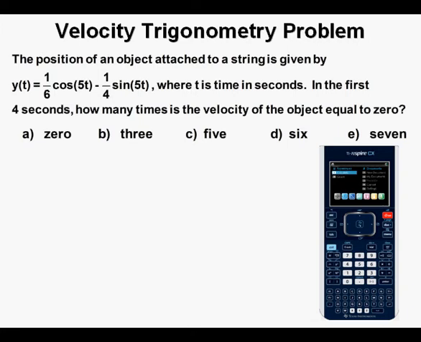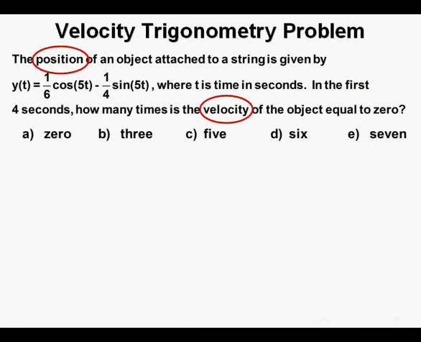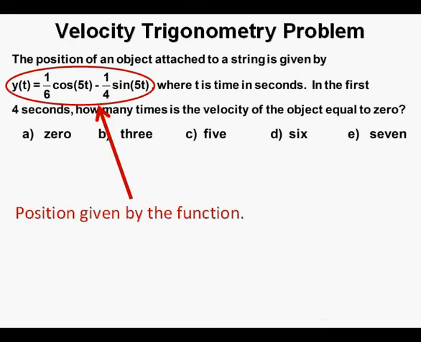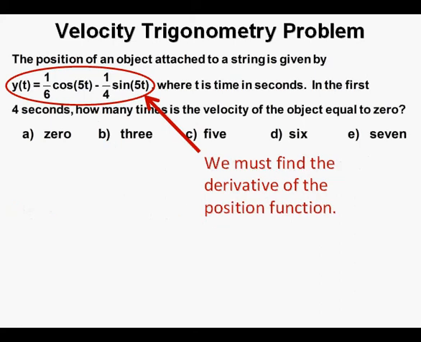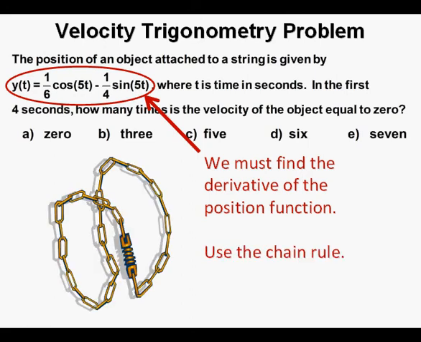The main concept we'll need to know here is the relationship between these two things, position and velocity. The position is given by this function, and the velocity is given by the first derivative of the position function. So what we need to do to find the velocity is to differentiate, or find the derivative of, the position function. And the way I know to find the derivative is to use the chain rule.